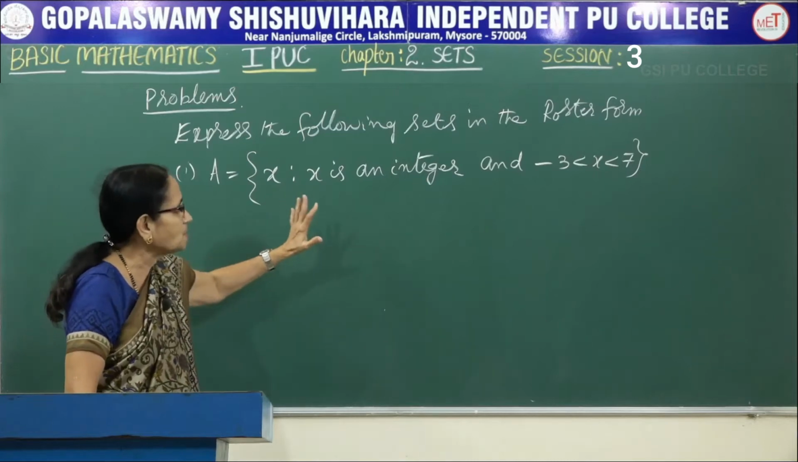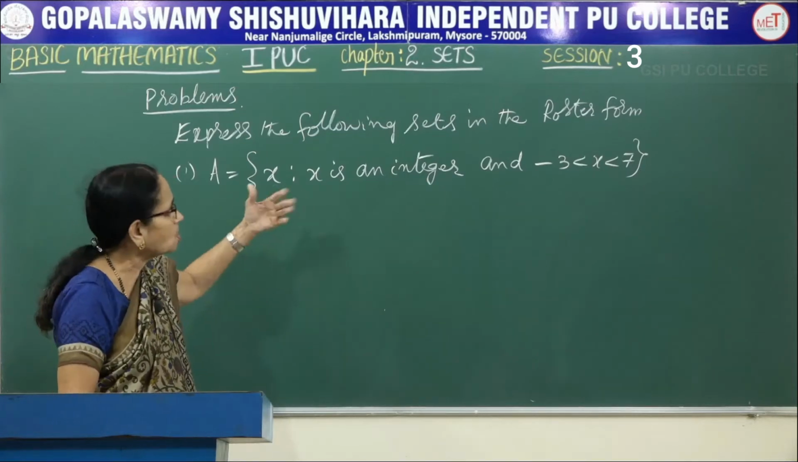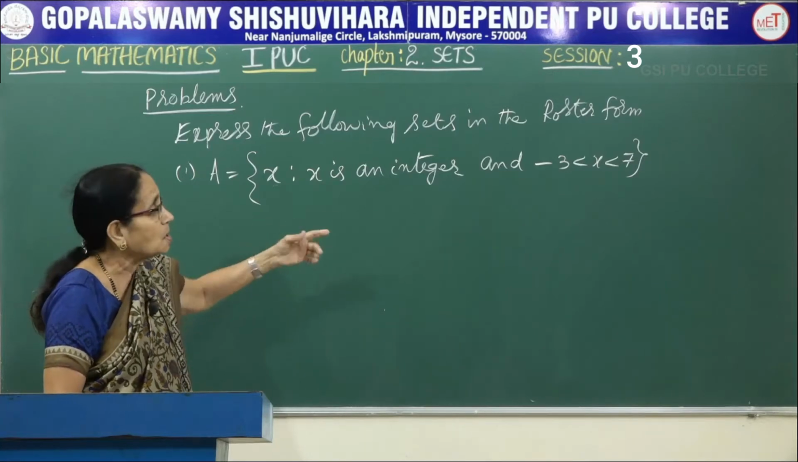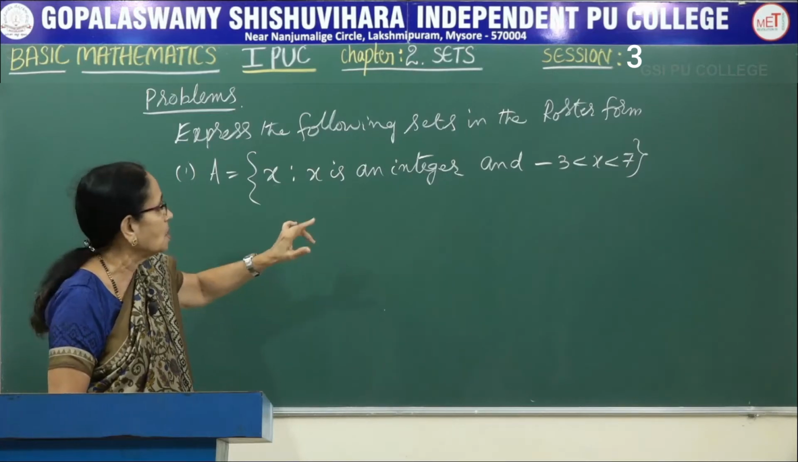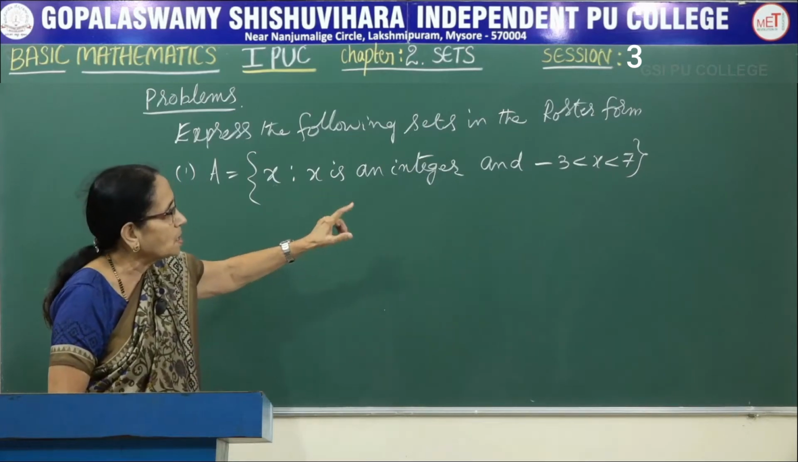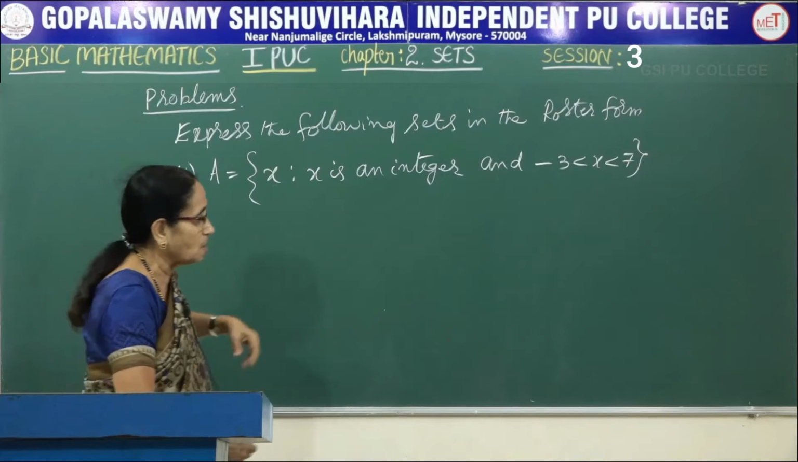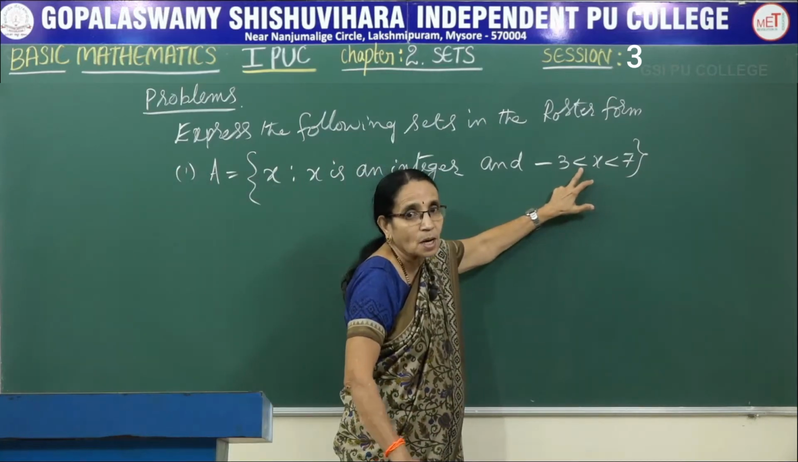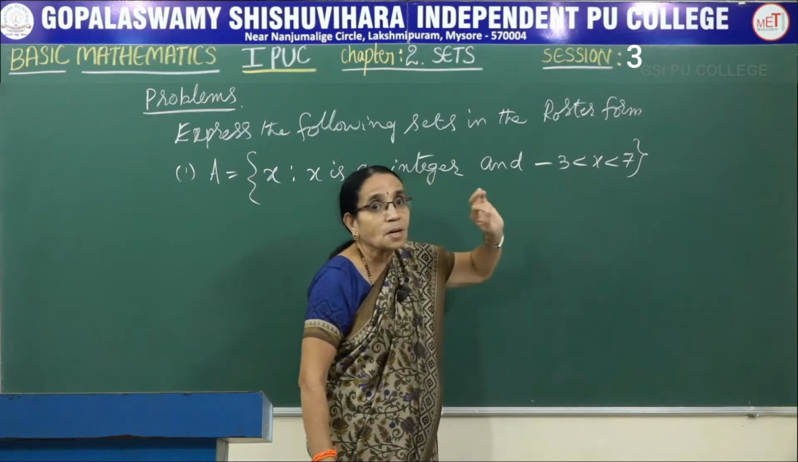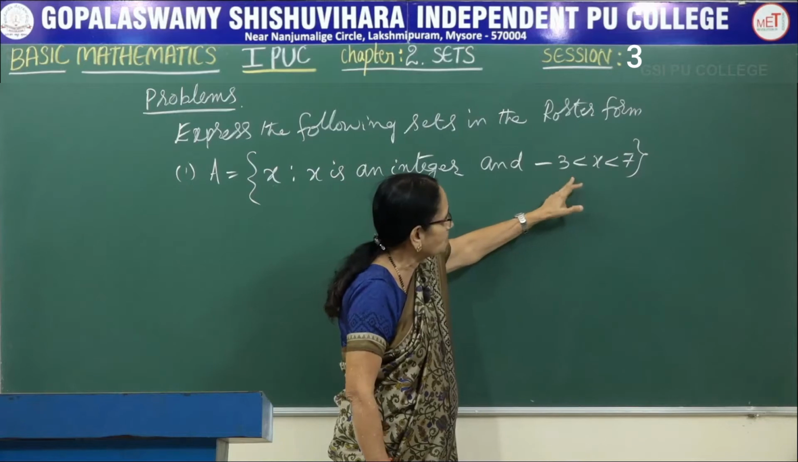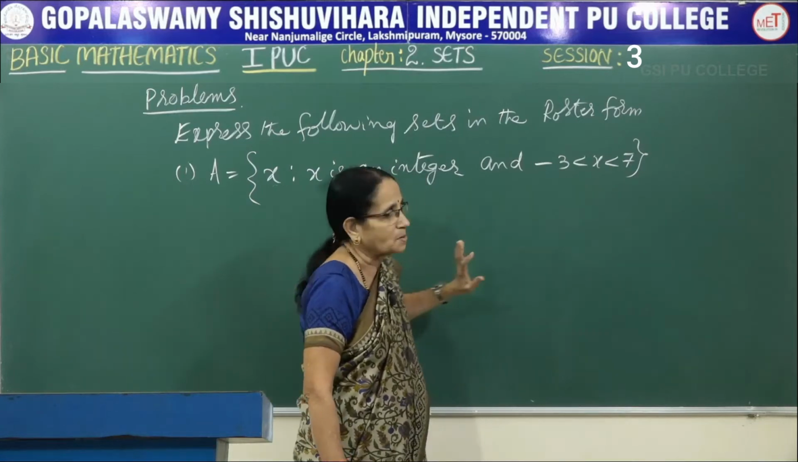Now, if I simply say x is an integer, you have to write all the integers, positive, negative as well as 0. Now here another condition is given. So the element belonging to this particular set will be lying between minus 3 and 7. You observe here, we don't have any equality. It is a strict inequality. That means the integer would be greater than minus 3 and it would be less than plus 7.